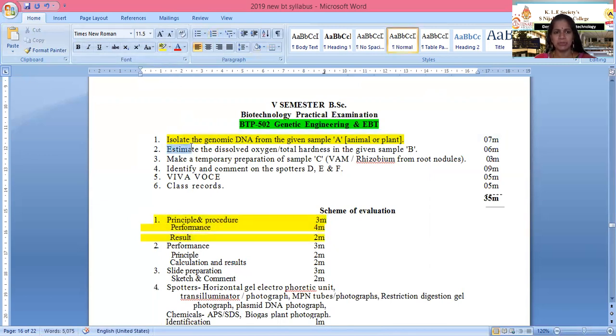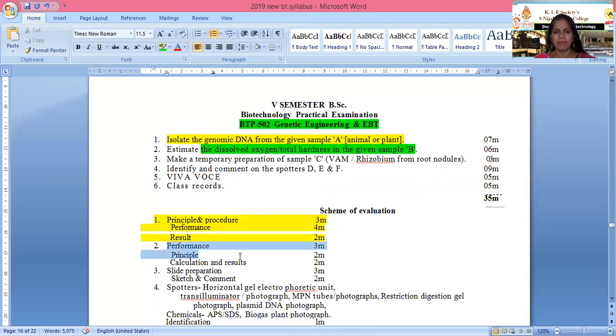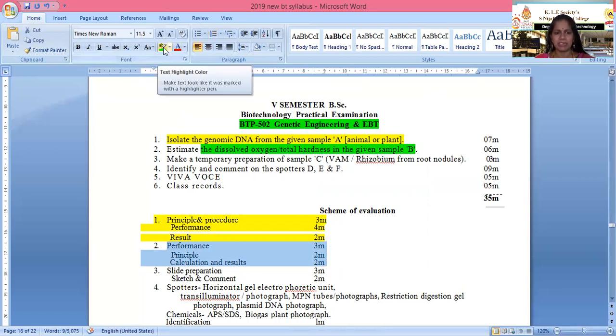Then question number 2, during the examination we are going to ask you to estimate the dissolved oxygen and total hardness in the given sample B. This carries 6 marks. For the 6 marks you need to perform and write the answers thoroughly. So for question number 2, performance carries 3 marks, principle 2 marks, and calculation and result, as this is DO and you are going to check the hardness of the given sample. So you are going to calculate that, calculation and result carries 2 marks. Hope you are getting it.